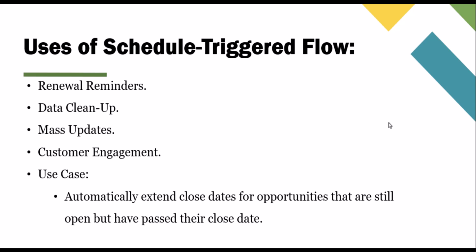Then we have the mass updates. We can update the specific fields of the multiple records at regular intervals to maintain the consistency or reflect changes in business rules. After that, we have customer engagement. So we can follow up the leads that haven't been connected recently to take care of potential customers. So there are different uses also. We can understand the uses by taking the example and using the use cases, and I will explain how we can create the schedule trigger flow on that use cases.